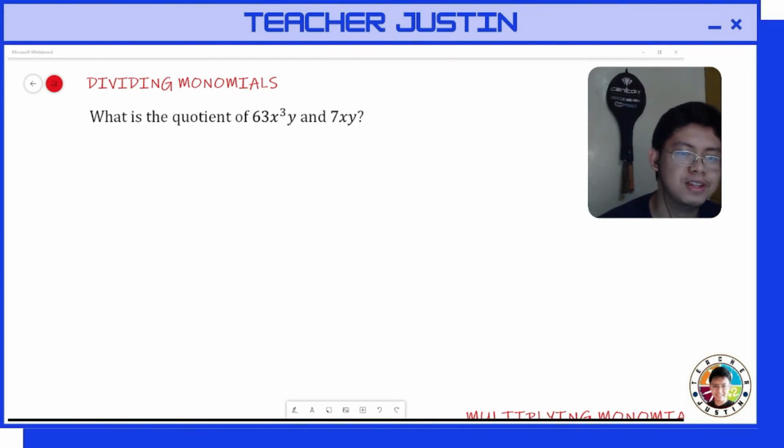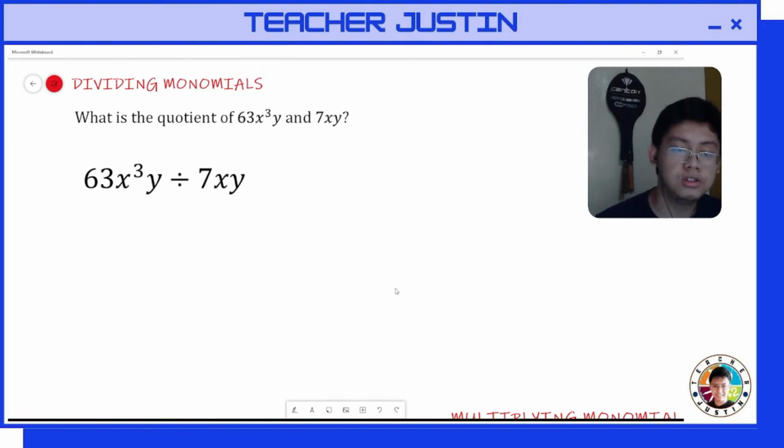On today's topic, we're going to talk about dividing monomials, answering the question, what is the quotient of 63x raised to 3y and 7xy? Okay, so first thing that we need to do is to translate this statement into algebraic form. So the algebraic form of this statement will be 63x raised to 3y as our dividend and 7xy as our divisor. So it will be written in this form: 63x raised to 3y divided by 7xy.